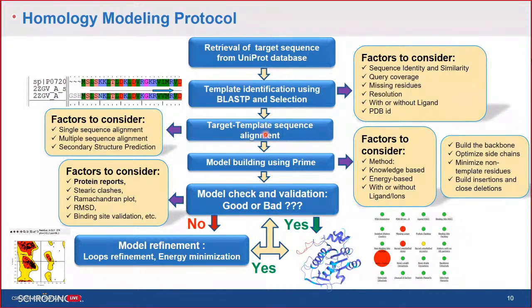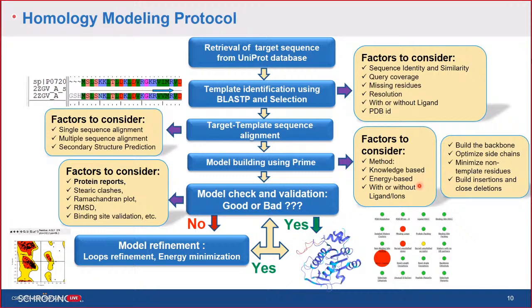Once you finalize your template structure and align it, the last step is model building. We build the model using Prime, which is the module to build a homology model. There are various methods, for example a knowledge-based method, which works when you have high sequence similarity. Then there can be an energy-based method, which, based on the energy of a homology model, chooses which model is the best.